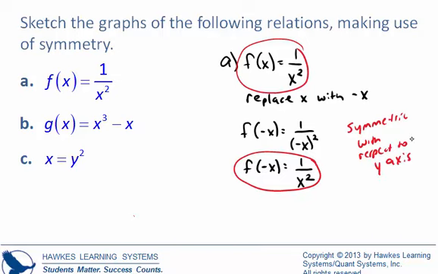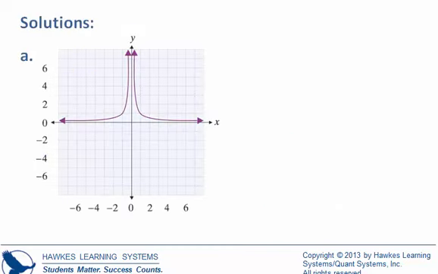So let's make sure by looking at the graph. If I were to graph 1 over x squared, I get a graph that looks like this. Remember that y-axis symmetry means that if you note the y-axis, you have mirror images of your graph on either side. In other words, the left side and the right side are mirror images of each other. And so it does appear that we have y-axis symmetry.